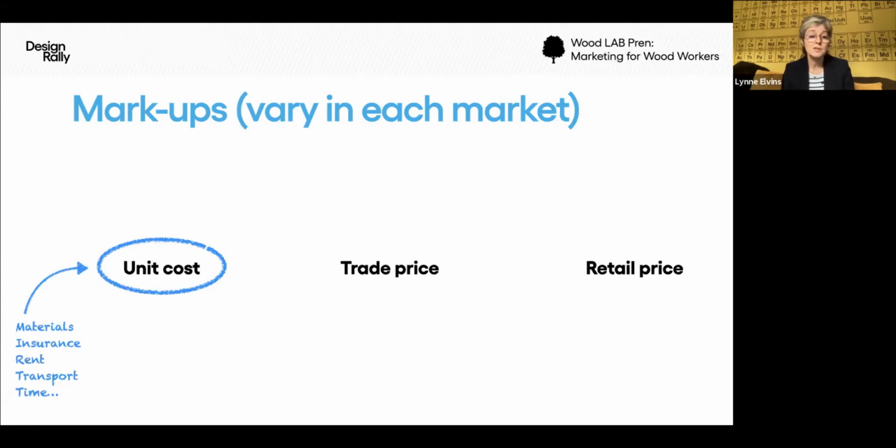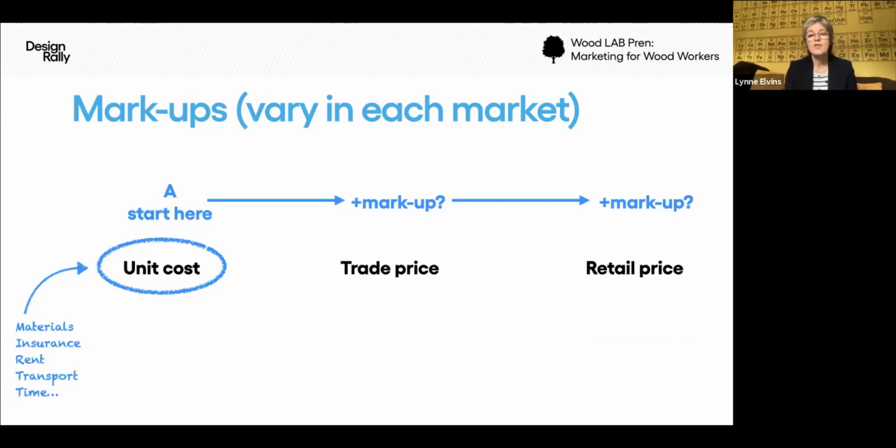You might have insurance, you might have rent that you're paying for a workshop, there's transport costs, there's also your time to make items and to design items and to just run your business as well. So do make sure that you think about all of the costs. Don't just undersell your unit cost.